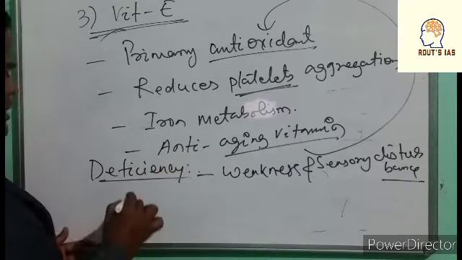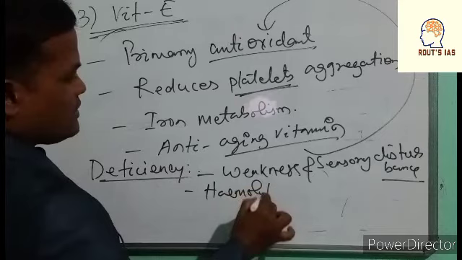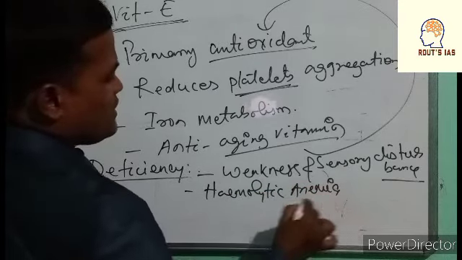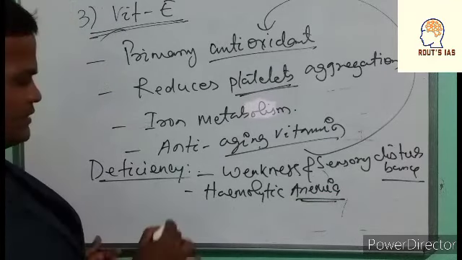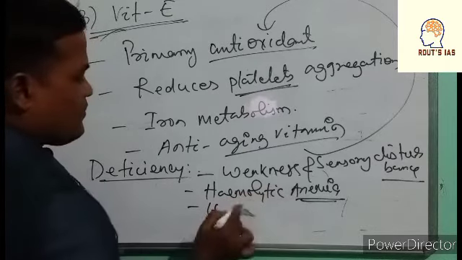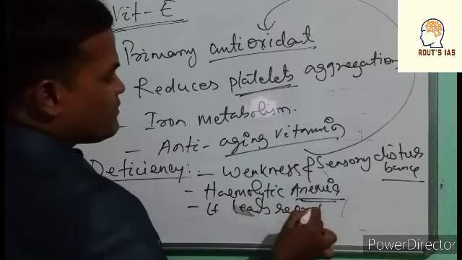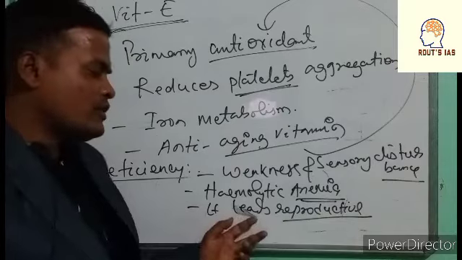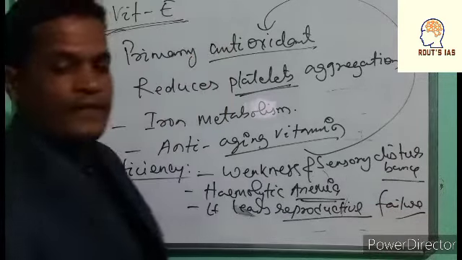Number one, anemia, hemolytic anemia. It causes hemolytic anemia. Anemia is lack of blood. It leads to reproductive failure, because as we know it is the vitamin of fertility, so deficiency increases reproductive failure. It leads to reproductive failure also.